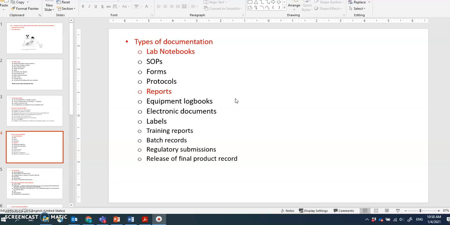Okay, regulatory submission. Again, if you're manufacturing something, you have to submit the documentation to a regulatory agency like the FDA, and they'll review your documentation and see if there's enough quality in your product and the safety as well. And then they will give you approval on the use of the product in the US market.